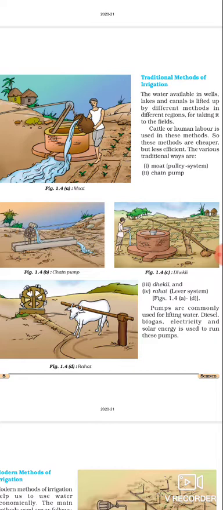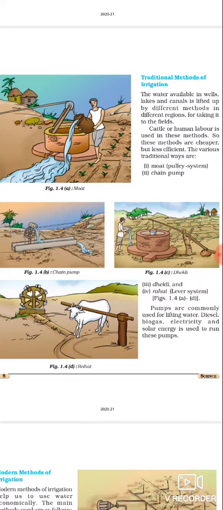So water available in the wells, lakes and canals is lifted up by different methods in different regions for taking it to the fields. Some use cattle, some use human labor. So in this method either cattle or human labor is used. These methods are actually cheaper, but they are less efficient.